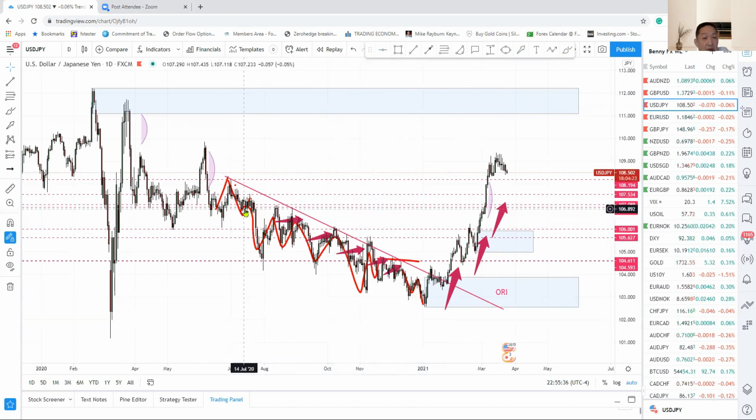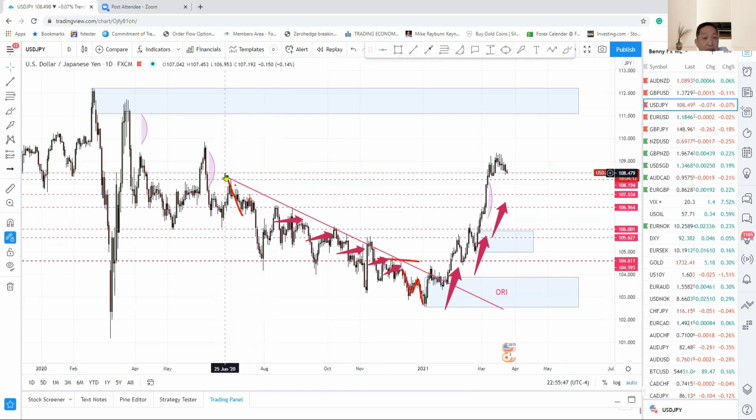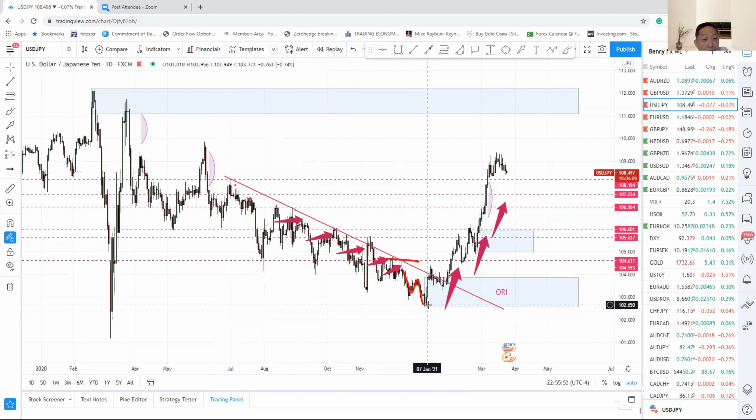Take a look at this, all the movement down. Before that, how long did it take for the price to move from this high all the way to this low? It takes about from July 2020 until the end of December, basically. So half a year. It took half a year for price to move lower, right?